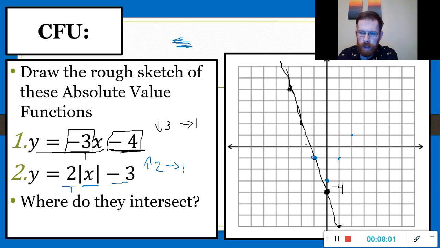Now this is an interesting one. This graph appears to only intersect once, and it's totally fine. You might not have 2 intersections. You might only have 1 intersection, depending on how your graph is built or how your function is built.